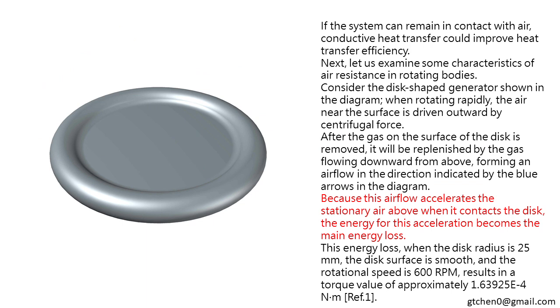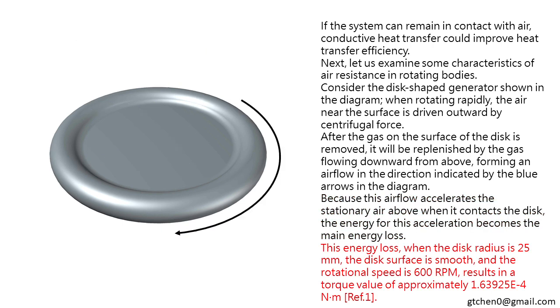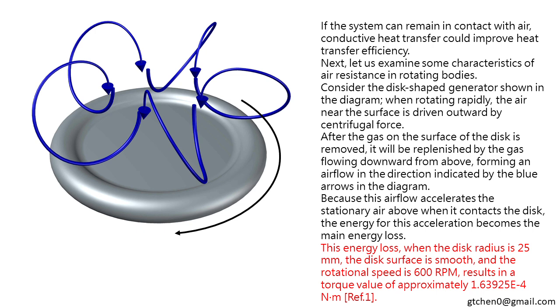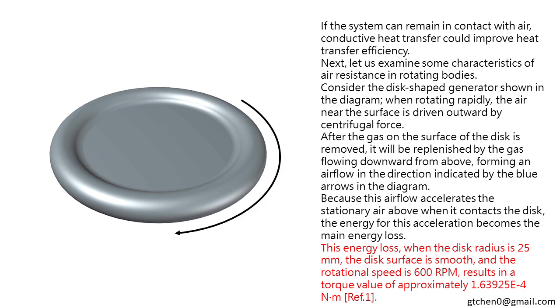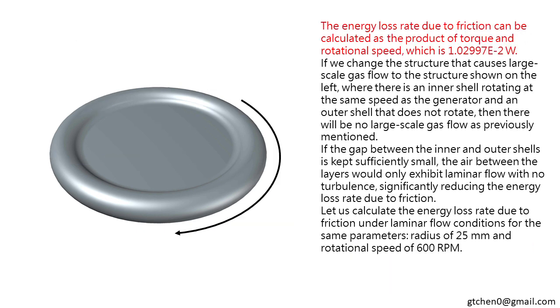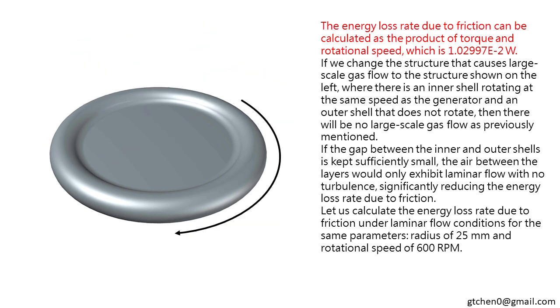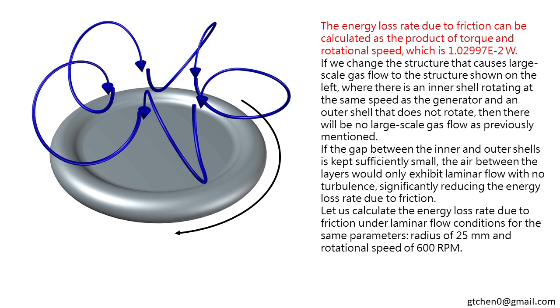Because this airflow accelerates the stationary air above when it contacts the disc, the energy for this acceleration becomes the main energy loss. When the disc radius is 25 mm, the disc surface is smooth, and the rotational speed is 600 revolutions per minute, this results in a torque of approximately 1.63925 times 10 to the power of -4 Newton-meters, reference 1. The energy loss rate due to friction can be calculated as the product of torque and rotational speed, which is 1.02997 times 10 to the power of -2 watts.